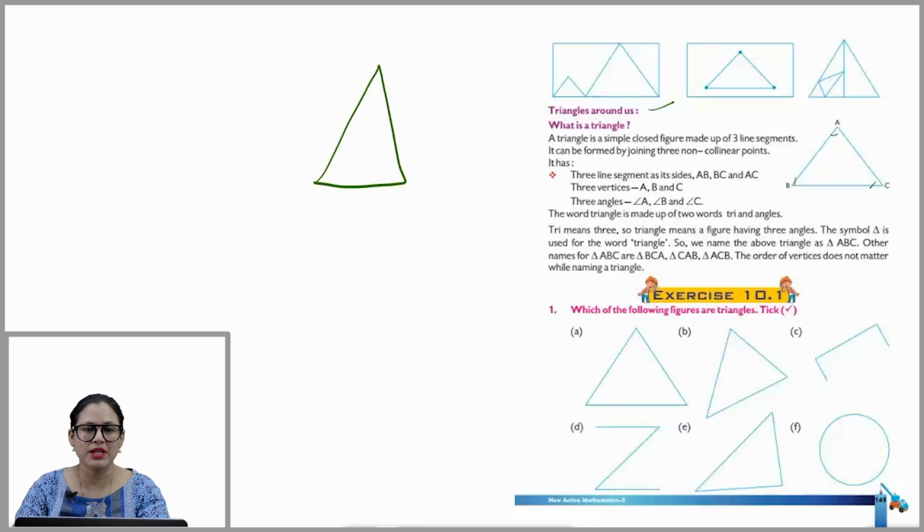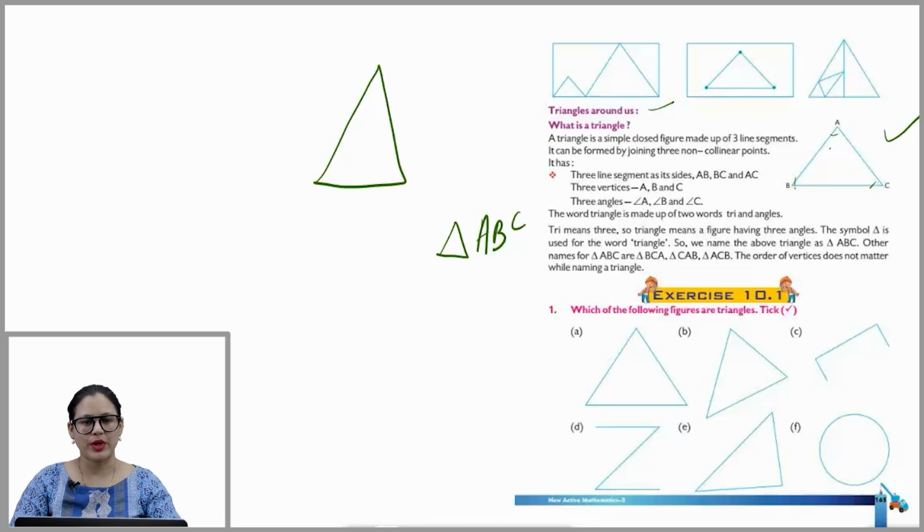The word triangle is made up of 2 words, that is tri and angle. Tri means 3, so a triangle means a figure having 3 angles. This is the symbol used for a triangle. So we name the above triangle as triangle ABC. Other names for triangle ABC are triangle BCA, triangle CAB or triangle ACB. The order of vertices does not matter while naming a triangle, okay?